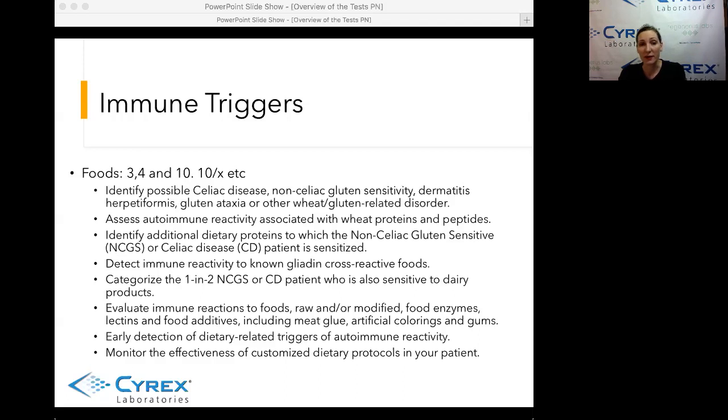So this panel has been fundamental in changing the way that we understand and assess food in the context of autoimmune disease. It's revolutionary, and from a personal perspective, it is the #1 test that I use in my own clinical practice.